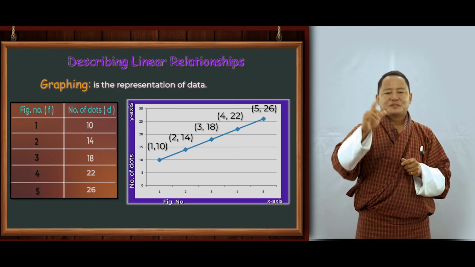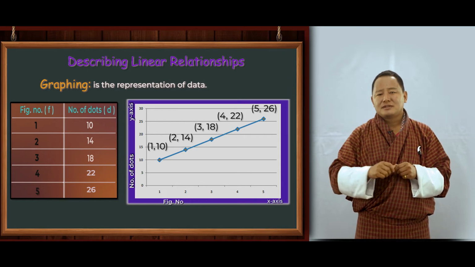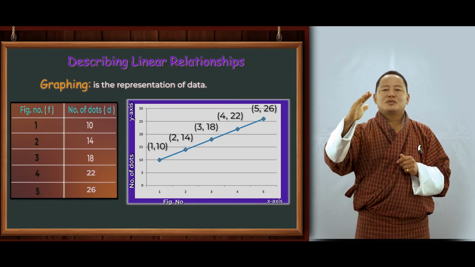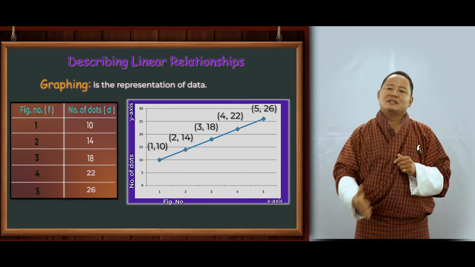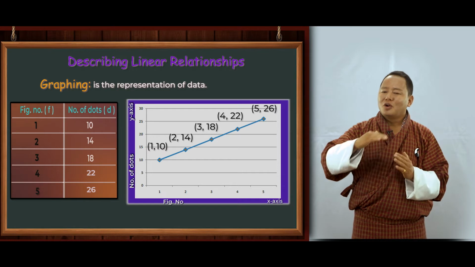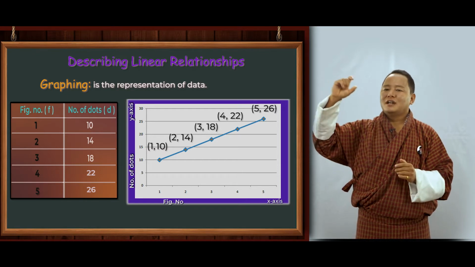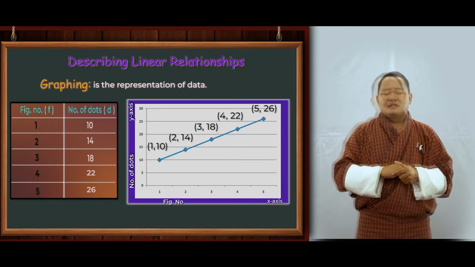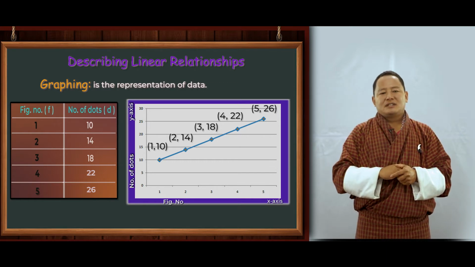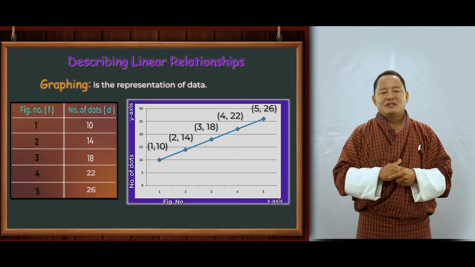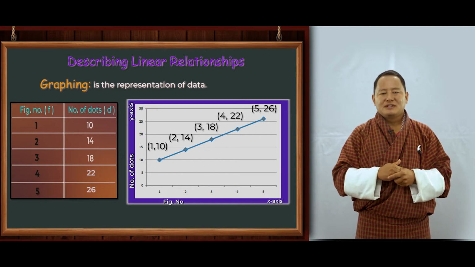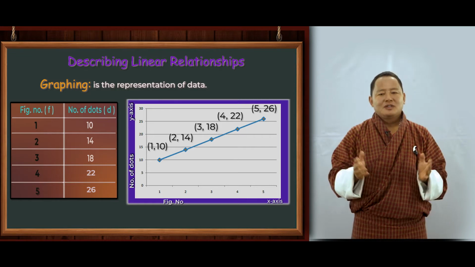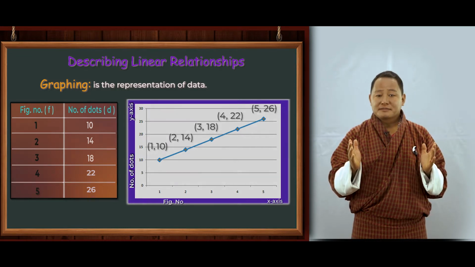In this table of values, I have figure number only up to 5, but if you want to go for figure number 6, 7 and 8 and so on, you can keep on extending the line and it will always remain a straight line. So this is the method by which we describe linear relations, which is called the graphing method. Okay children, I hope I'm making some sense.